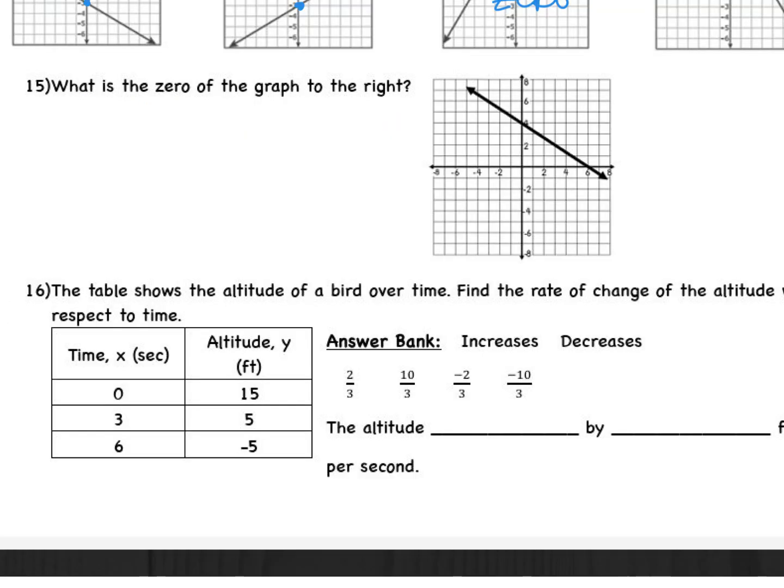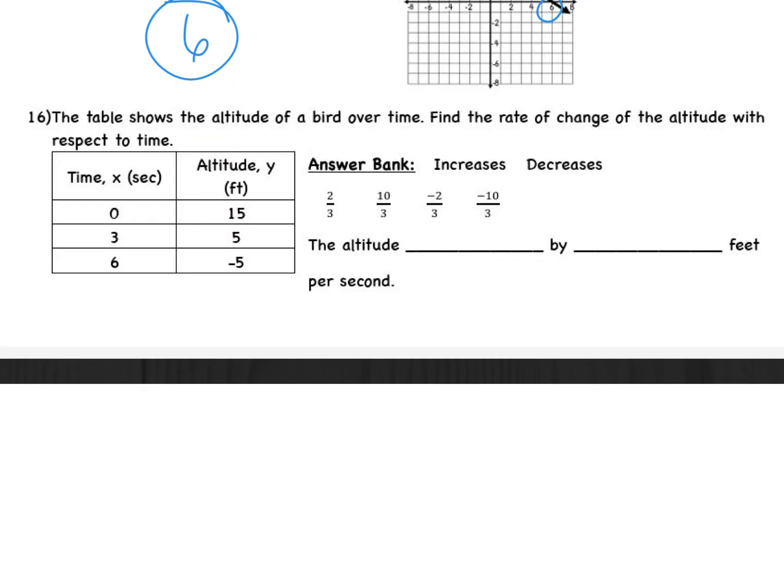Read carefully on number 15. What does this word zero mean? X-intercept. Okay, this is a gimme question. Where does it cross the x-axis? What number? 6. All I need here is the number. Just 6. Rate of change. Find the rate of change. What does that word mean? It's all about that vocabulary.